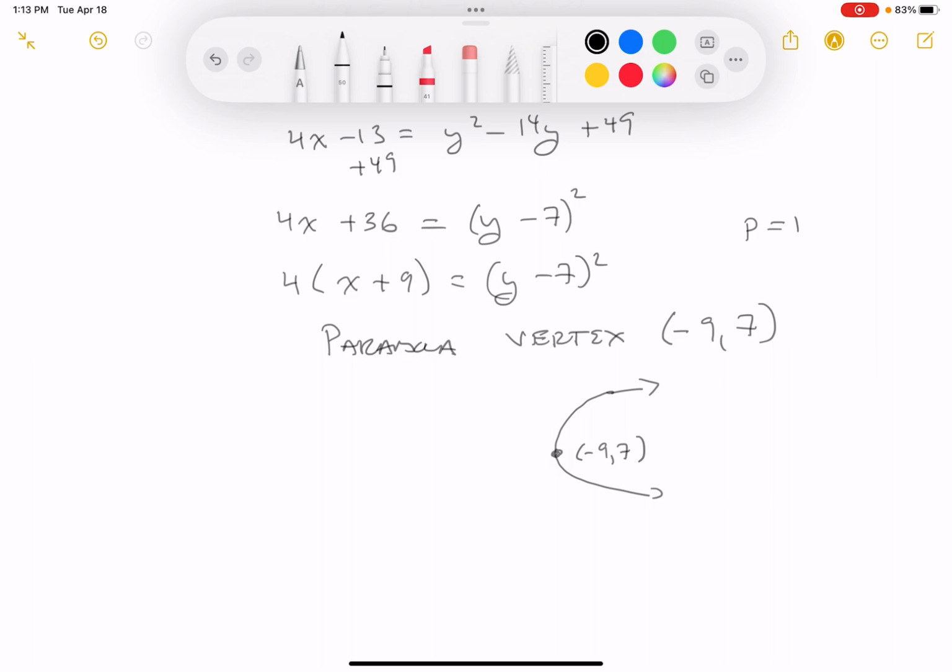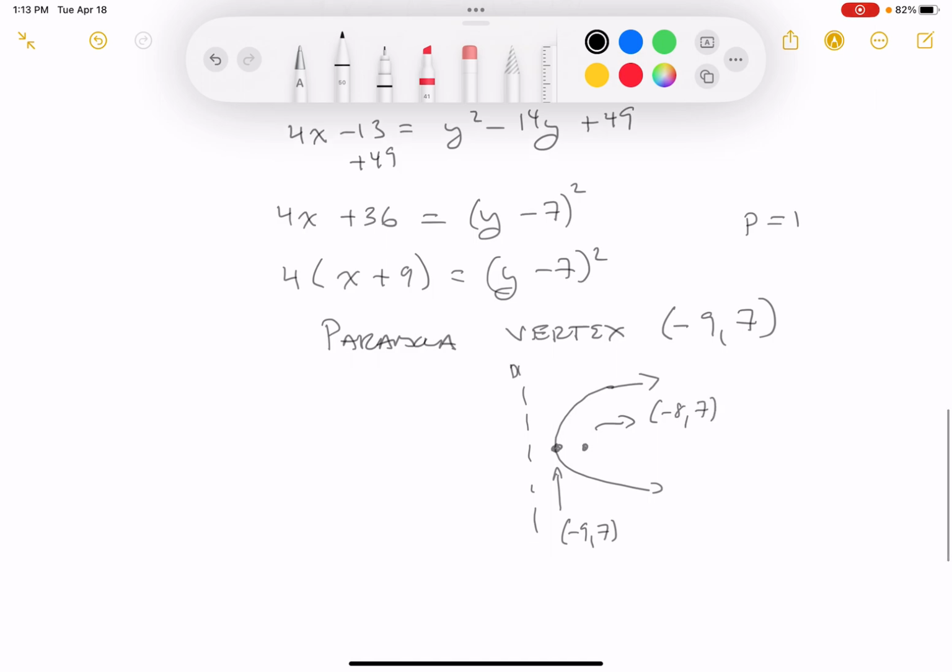But let me put down the directrix now, and I'm going to get my eraser out because I'm going to put the focus in. Again, this is the vertex. The vertex is minus 9, 7. I'm going to put the focus over here. The picture doesn't have to be great, by the way. And what do I know about that? I go 1 unit from minus 9, so it's minus 8, 7. And the directrix is going to be a line, and that's going to be x equals minus 10.